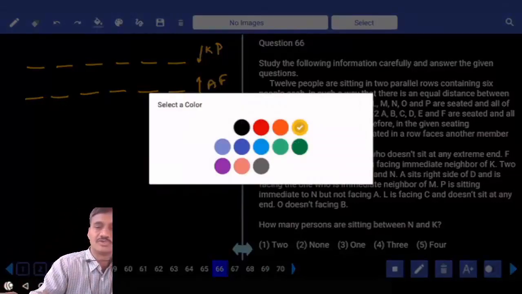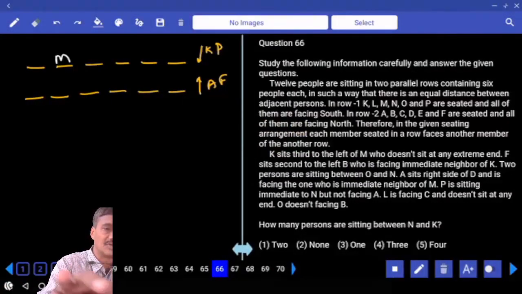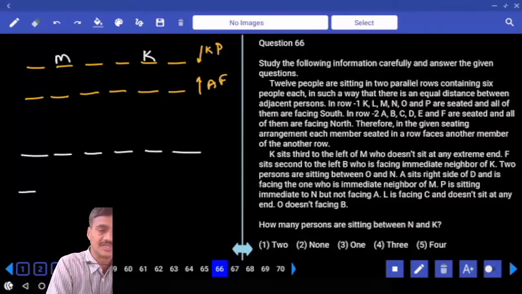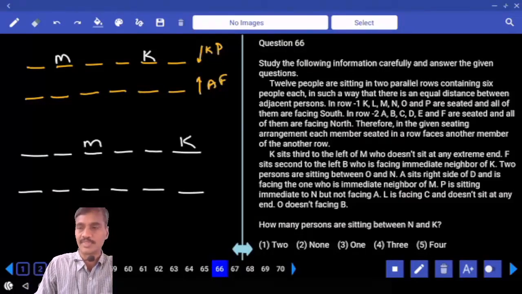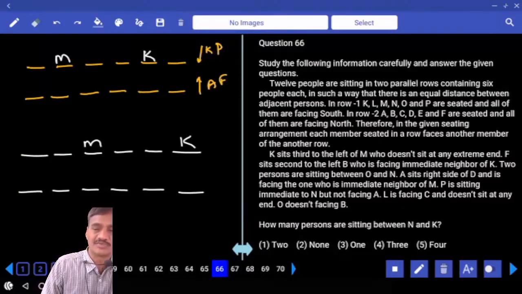K sits third to the left of M. M is here, 1, 2, 3, K is here, that is first possible. And in the second case, 1, 2, 3, 4, 5, 6, here again 1, 2, 3, 4, 5, 6. Now if M is here, K is here, K sits third to the left of M. M does not sit at any one of the extreme ends of the row. F sits second to the left of B, B who is facing an immediate neighbor of K. Now where is this B?